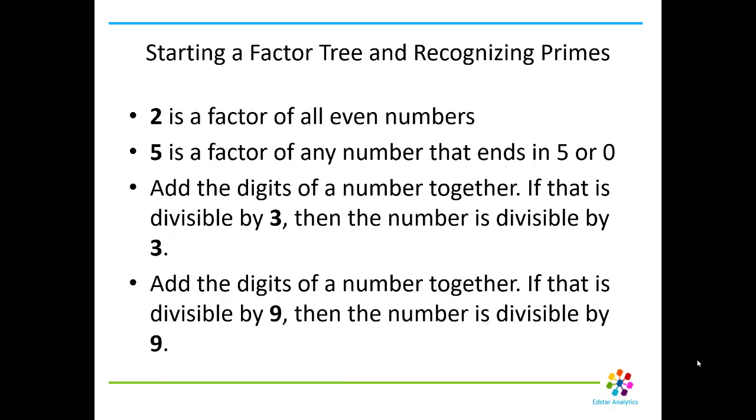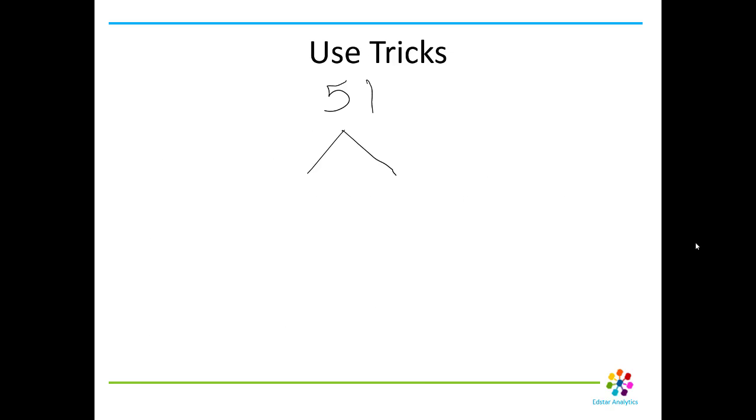These next two are less commonly known, but very handy. If you add the digits of a number together and that is divisible by 3, then your original number is divisible by 3. And the same is true for 9. This only works for 3 and 9. But if you add the digits together and that is divisible by 9, then your original number is divisible by 9.